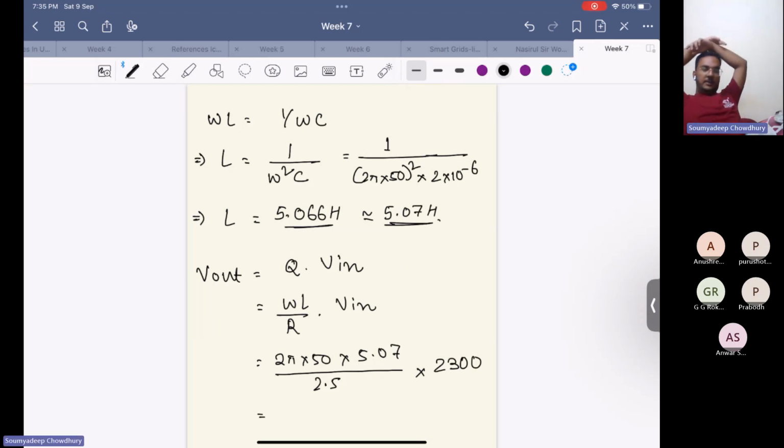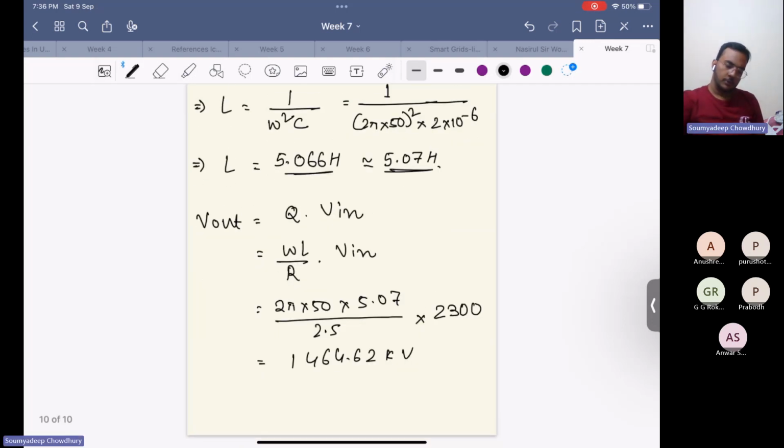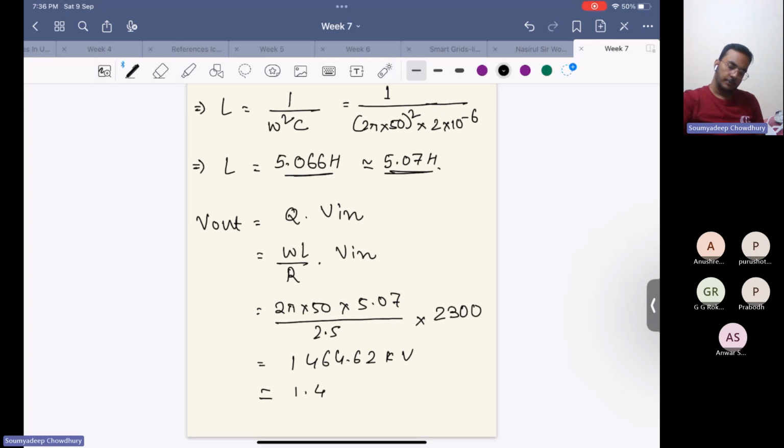So how much is it coming? Tell me. It is coming around 1.46 megavolts. This is the maximum voltage. We will have a sinusoidal voltage with this peak value.